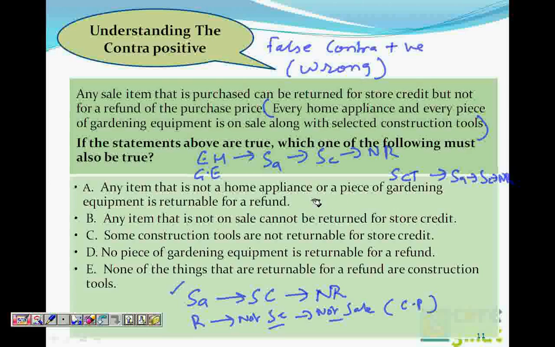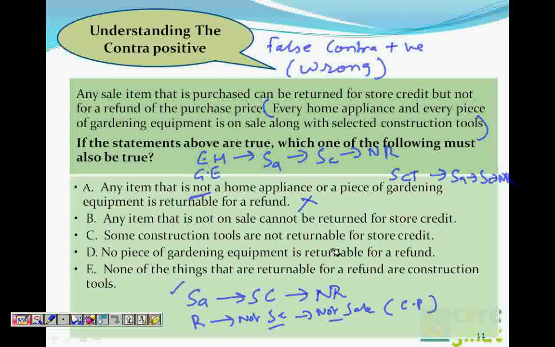Right. So one more thing through which I can eliminate this choice is that I have the information about the items which are gardening equipments. I do not have the information about the items which are not gardening equipments. So this goes out of our choices.